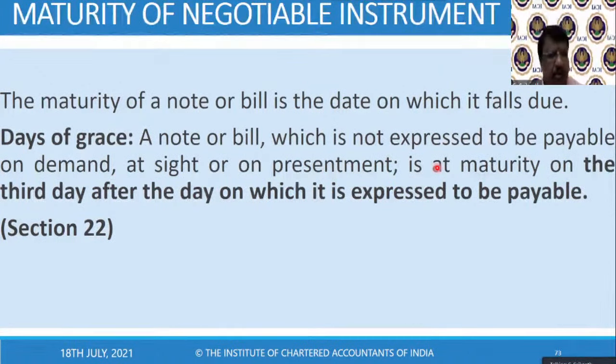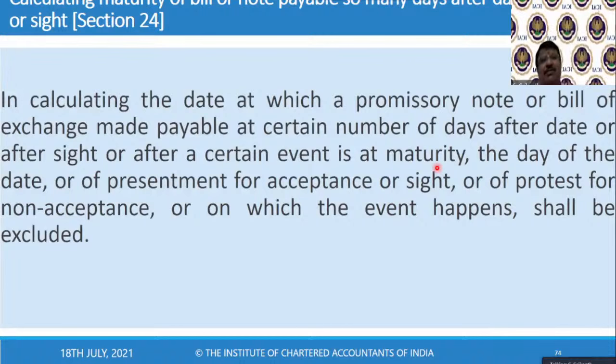While calculating the date, if it's payable at a certain number of days after the date, or after sight, or after a certain event, the day of the date or presentment for acceptance or sight shall be excluded. Very, very important. Suppose I'm presenting it to you on the 14th of February, then the 14th is not counted. The 14th is not included. 15, 16, 17. On the 17th I have to pay you. It's not 14, 15, 16. It's 15, 16, 17. I am presenting on the 14th.